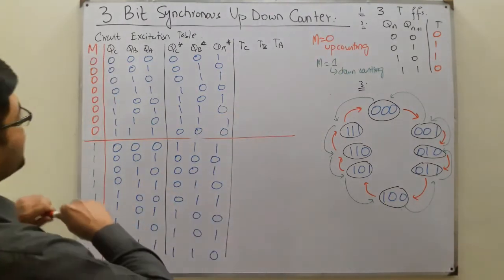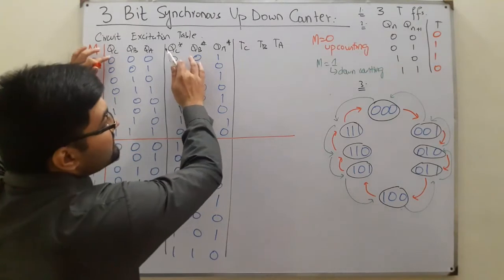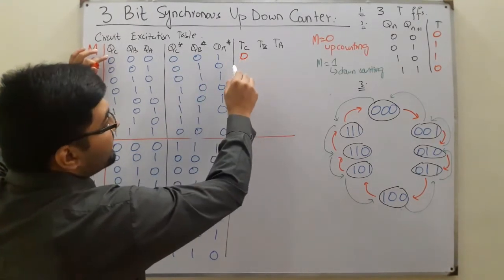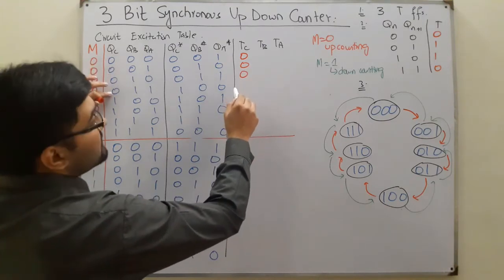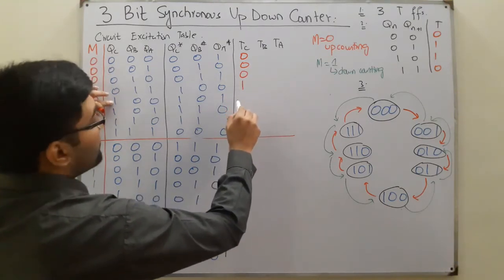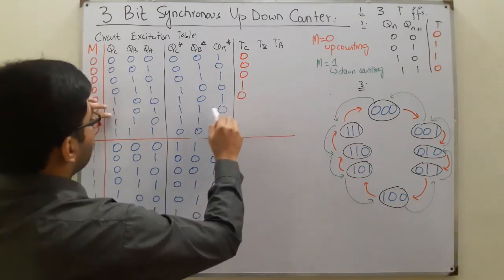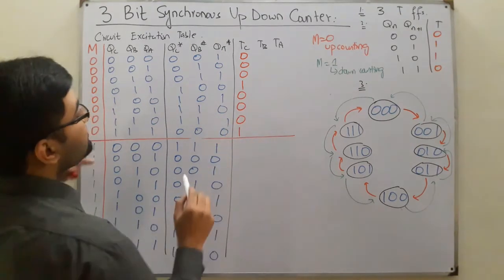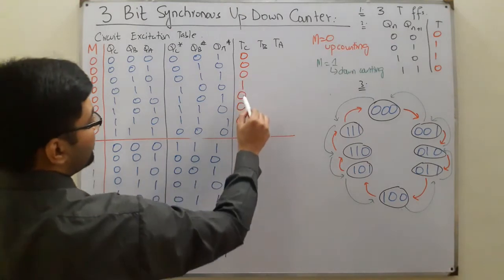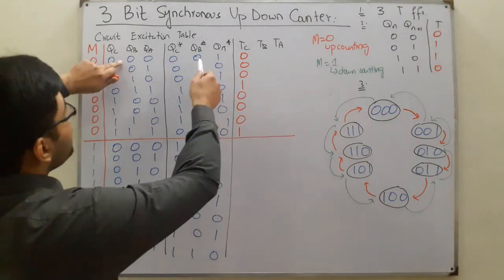From the excitation table, for QC complement 00, you have a 0. Fine. 00 is a 0. 00 is a 0. Fine. 01 is a 1. 11 is a 0. 11 is a 0. 11 is a 0. And 10 is a 1. Fine. 1, 2, 3, 4, 5, 6, 7, 8. Done. TB for QB and QB bar.